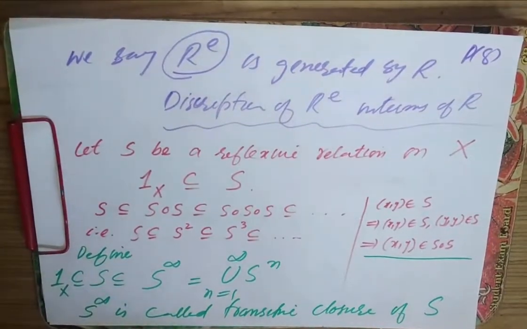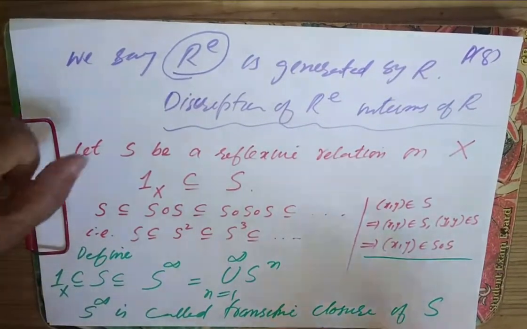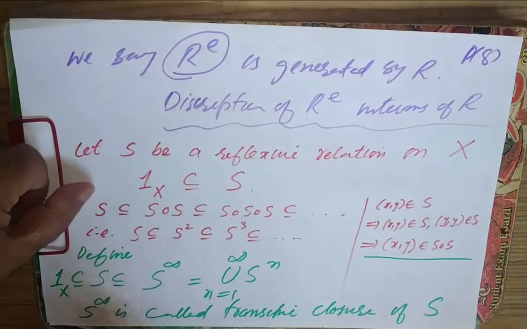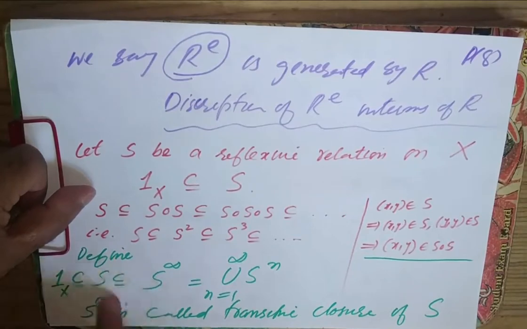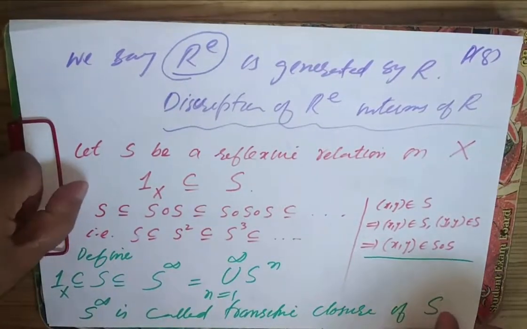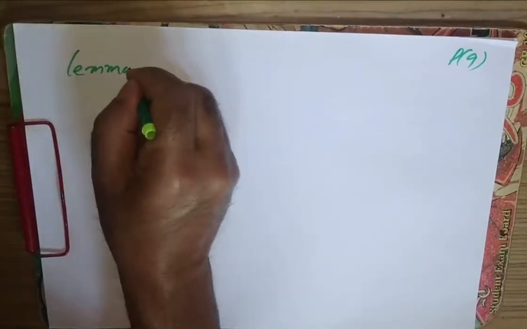And why it's called a transitive relation, we'll see in the next theorem. As already mentioned, this S infinity is actually the smallest transitive relation containing S. We'll see it in the next theorem. So let's do that result. Let's write it as a lemma, because this lemma is going to be very important in our further discussion that we're going to do.